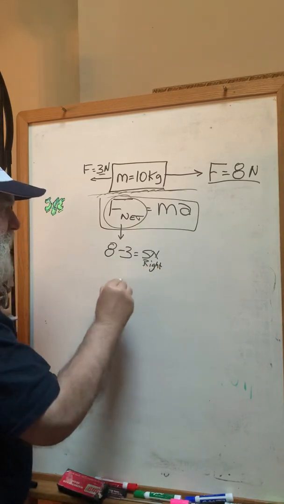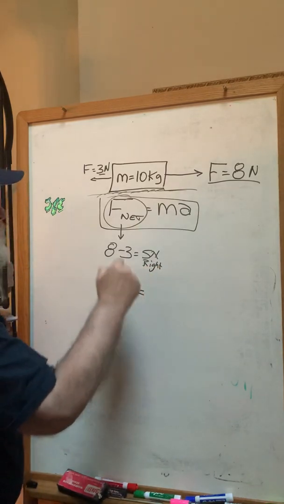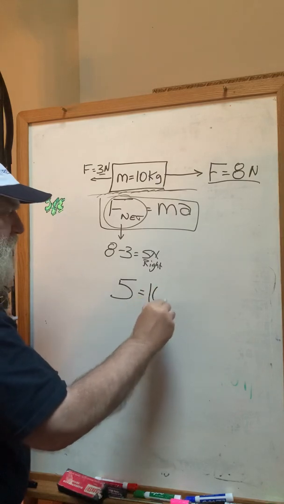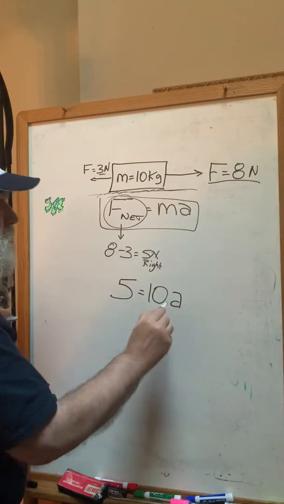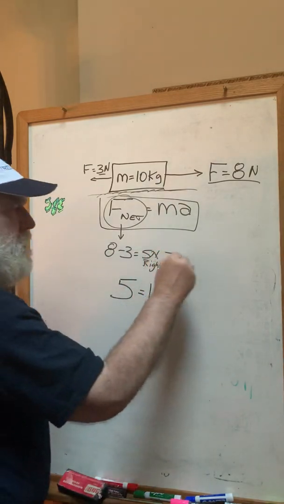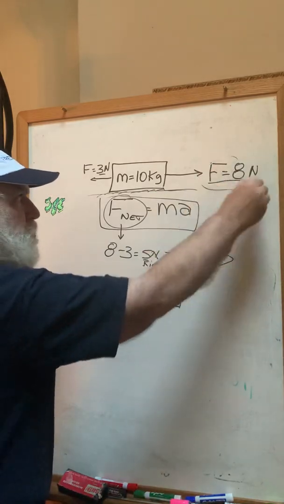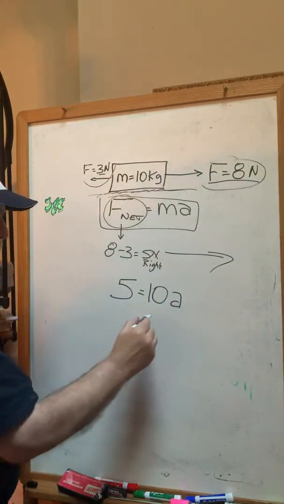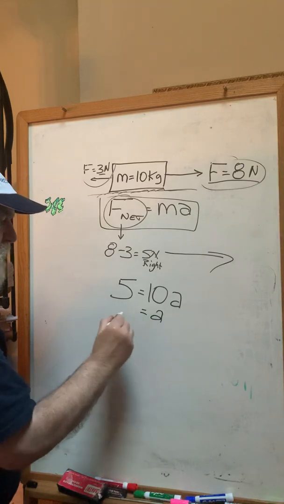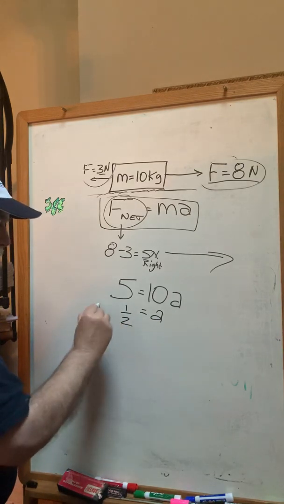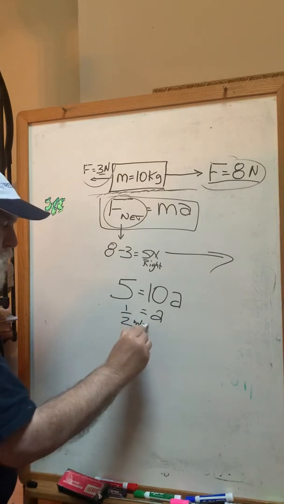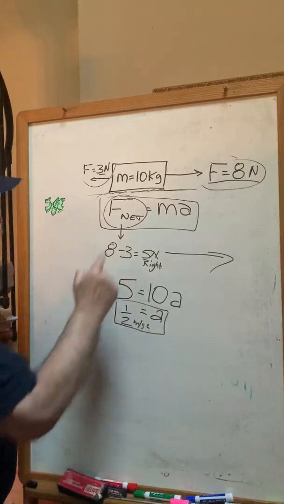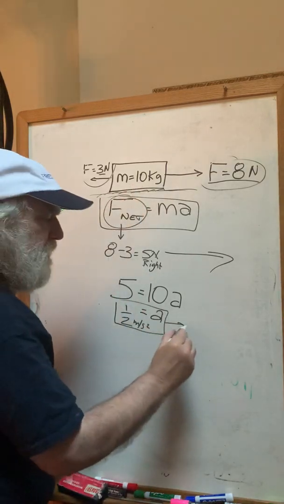And so 5, the net force, equals the mass, which is 10, times the acceleration. So the block will accelerate to the right because this force dominates this one. And we divide both sides by 10, and we get a is 1/2 meter per second squared. So this object will accelerate, and I can plug this directly into the big 4.